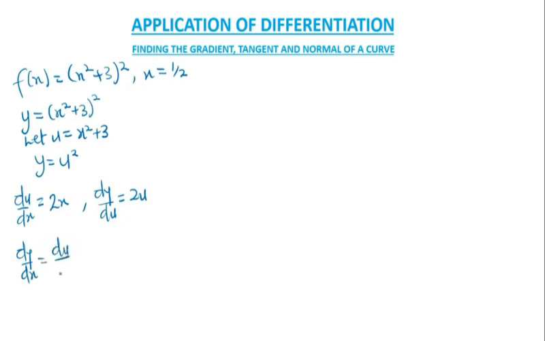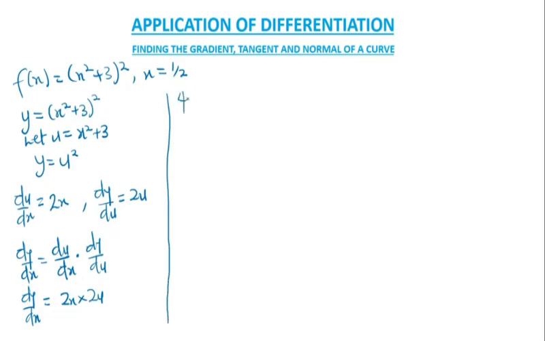Okay, so it means from here, if you want to get our dy dx, we need to multiply this du dx by dy du. So we can see from here du will cancel du, so we have dy over dx, which is just what we have over here. So we have dy dx is equal to 2x multiplied by 2u. Okay, so this is equal to 4xu. But we know that u is equal to x squared plus 3.